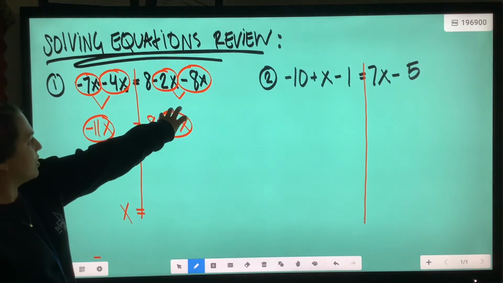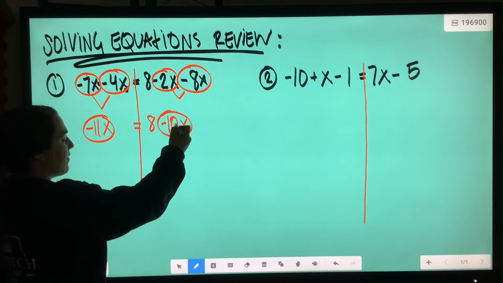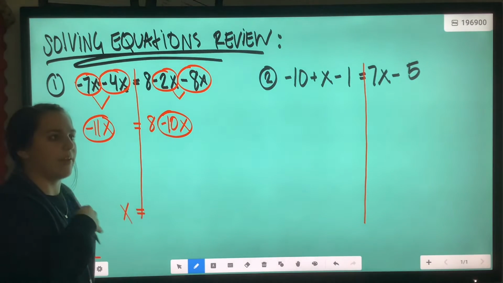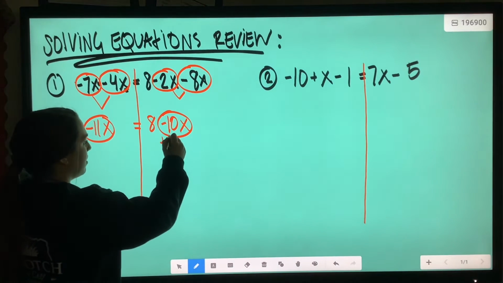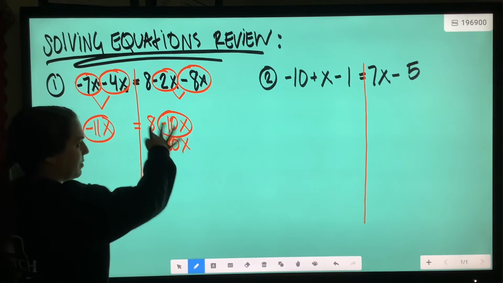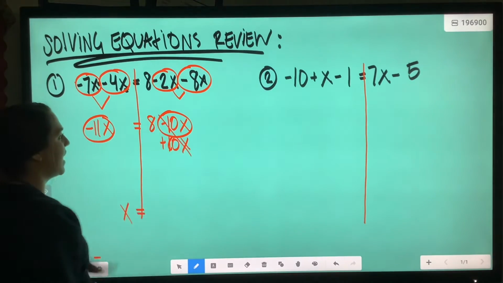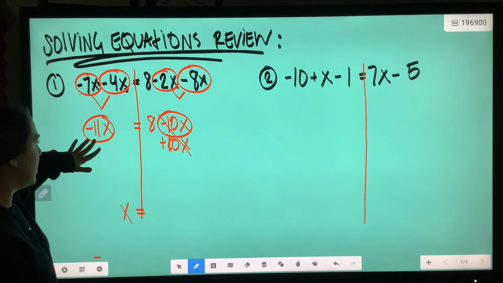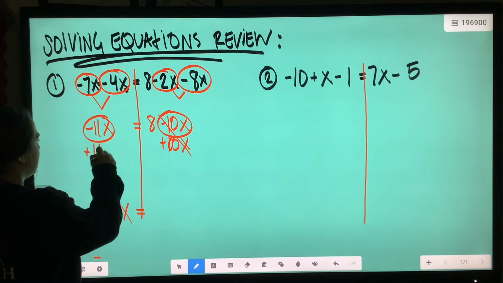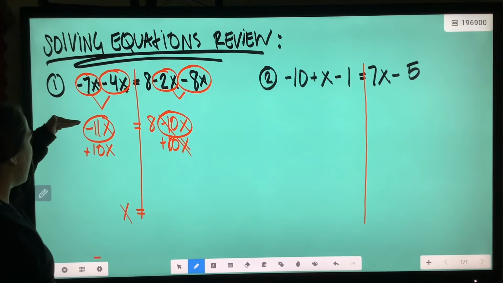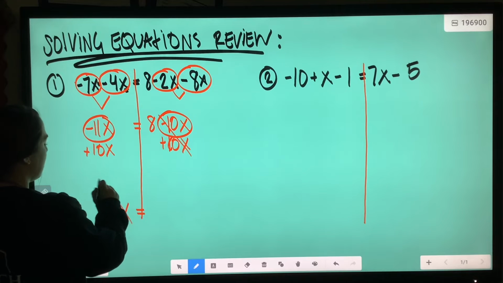What we're going to do is take the 10 and move it this way. Negative 10x, if I wanted to make it cancel out somehow, I would need to add 10 more to make it cancel out. Negative 10 plus 10 is 0. I wanted it to cancel out. That way I could move it over here. Since I added 10x on this side, I'm going to need to add 10x to this side. Now I have negative 11x minus 10x, which leaves me with a negative 1x.